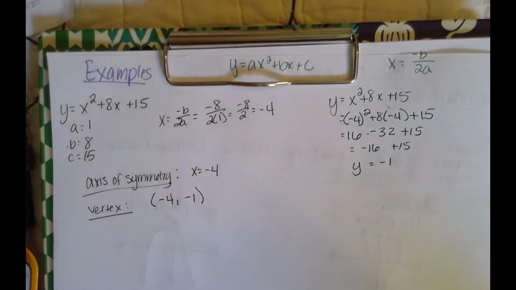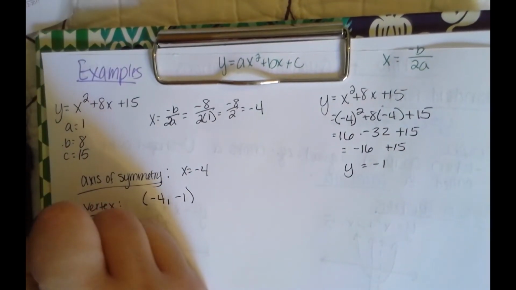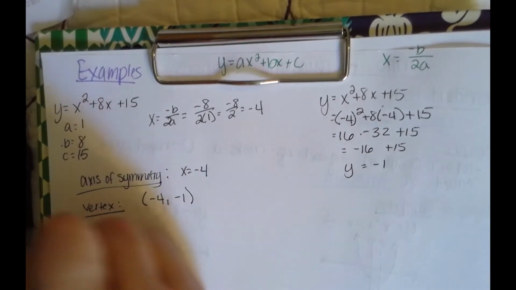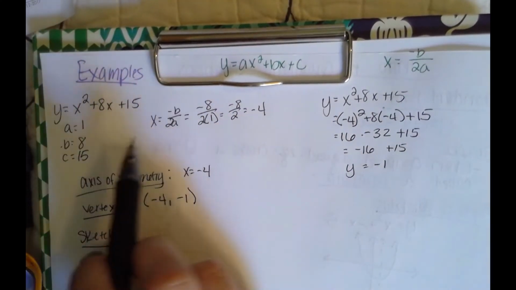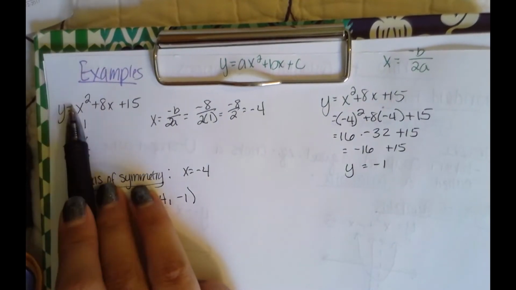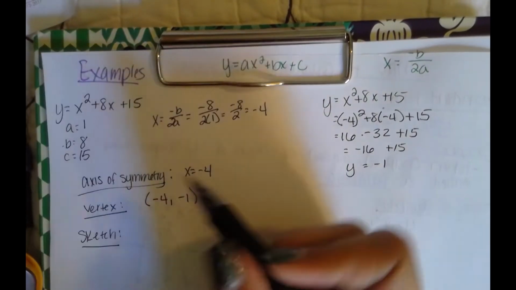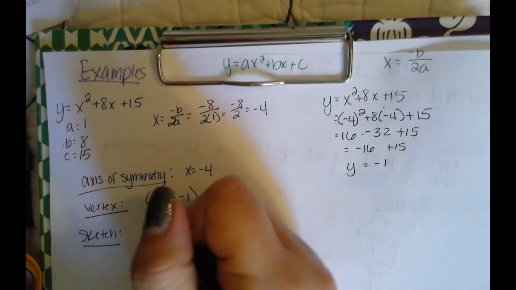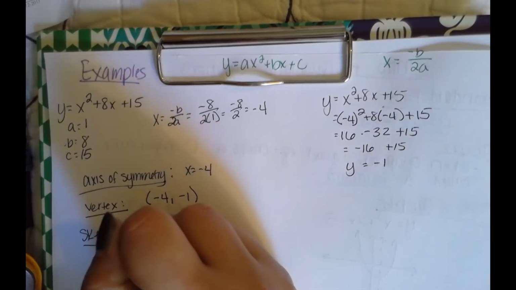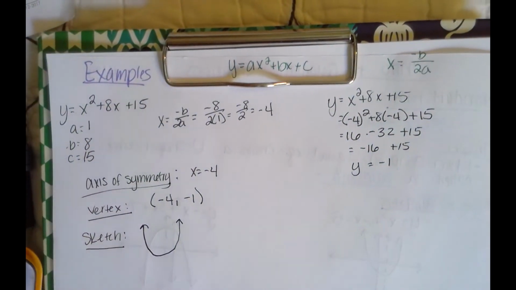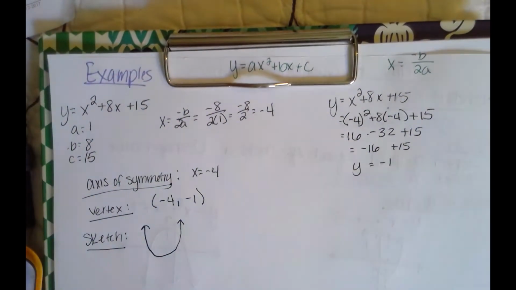And then sketching this, look at your A, it's positive, so it's going to be a happy parabola. It doesn't have to be perfect, you can tell that's a parabola. Please do not be drawing random things and telling me that's a parabola.